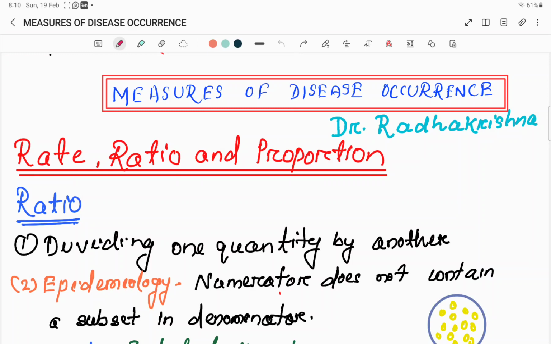Today we will understand about rate, ratio and proportion. In epidemiological measurements, all the measurements are basically either rate or ratio or proportion. So let's come first to ratio, which is the most basic term. Ratio is usually obtained by dividing one quantity by another quantity.